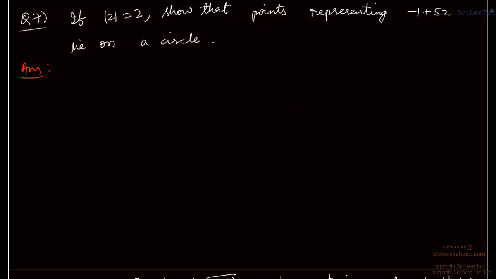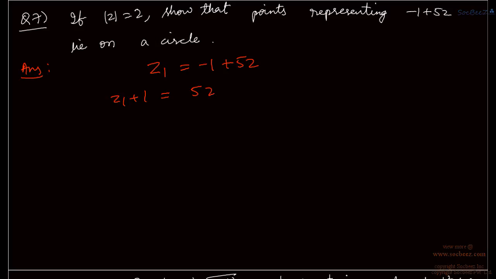Okay. Now the question is concerned about the points represented by minus 1 plus phi z. So let us write that as z1, right? Z1 is equal to minus 1 plus phi z. But we can always write this as z1 plus 1 is equal to phi z.